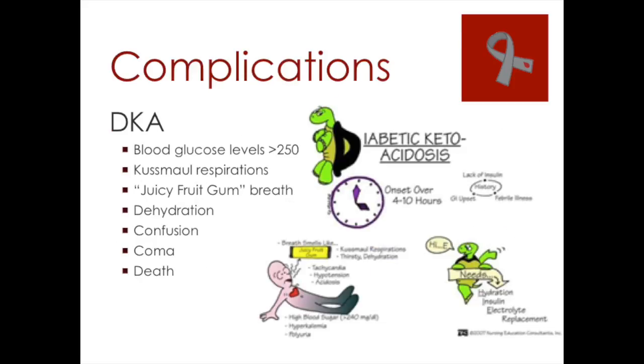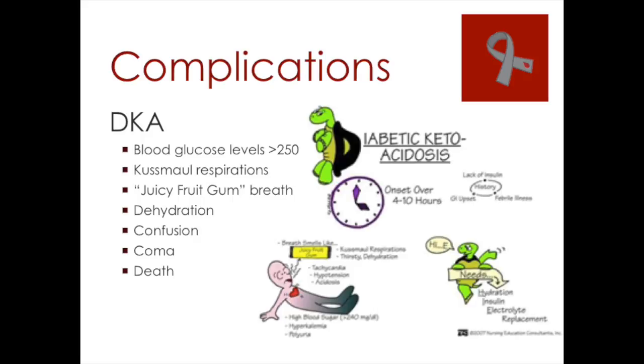Complications of diabetes. The first complication I'm going to talk about is diabetic ketoacidosis, or DKA. DKA is characterized by glucose levels that are greater than 250 and occurs when there is a deficiency of insulin, and the body makes up for that deficiency by breaking down fat. As a result, you get ketones, a byproduct of fat metabolism.